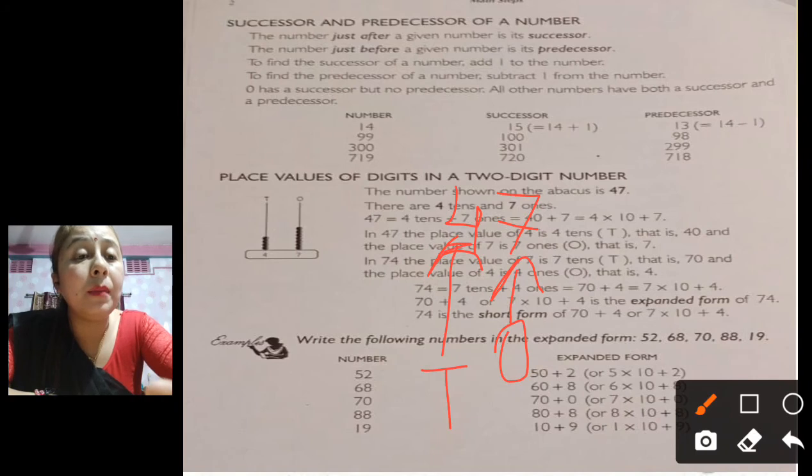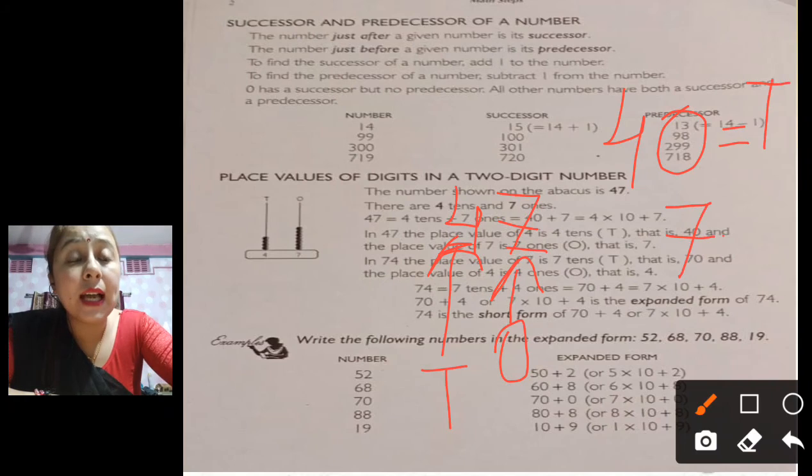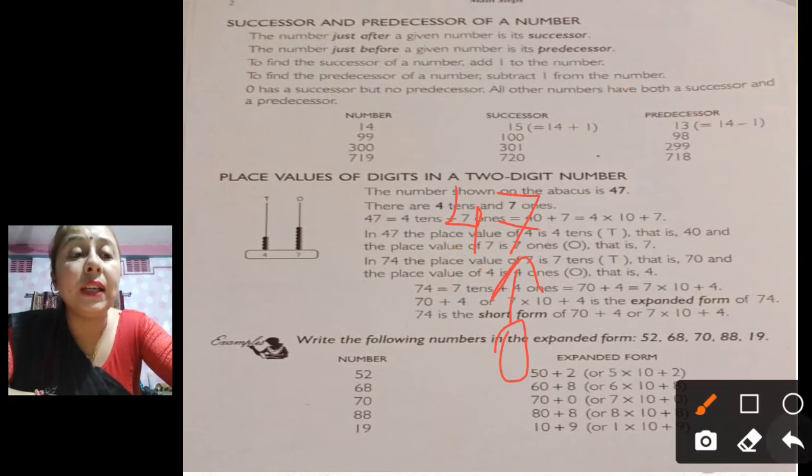So the number value of 4 here is 40, and the number value of 7 here is 7. Place value of 40 here is in tens and place value of 7 here is in ones position. So in this way you will learn about place value and face value in this chapter.